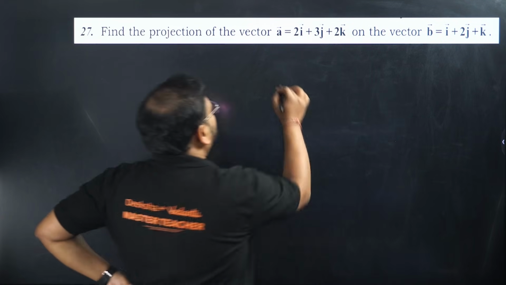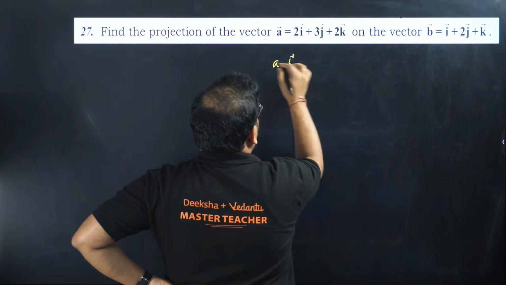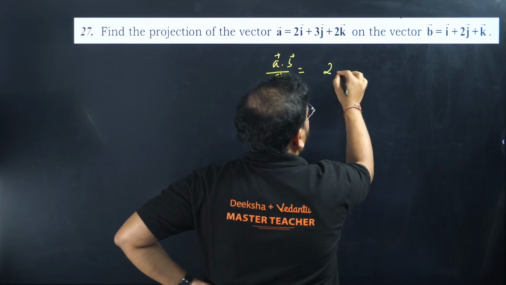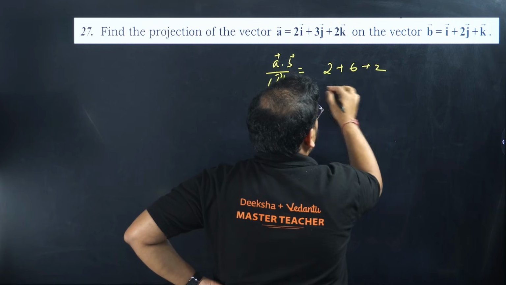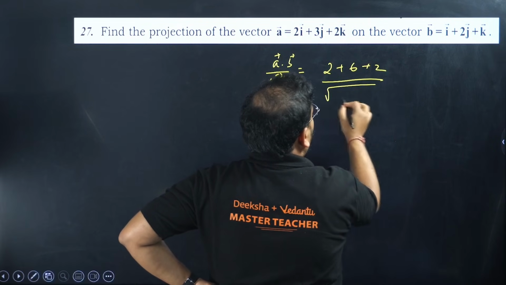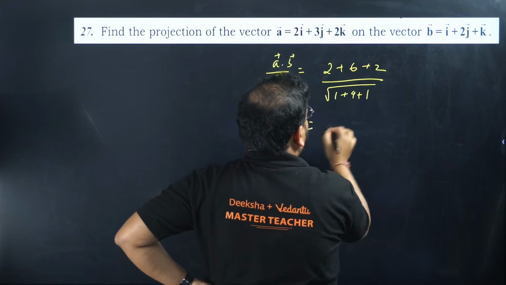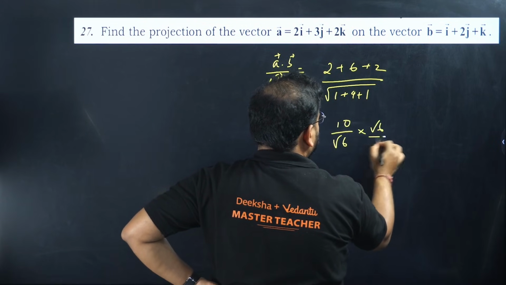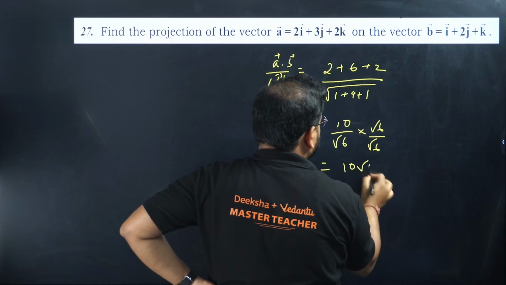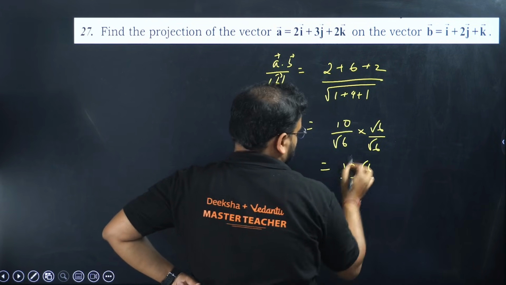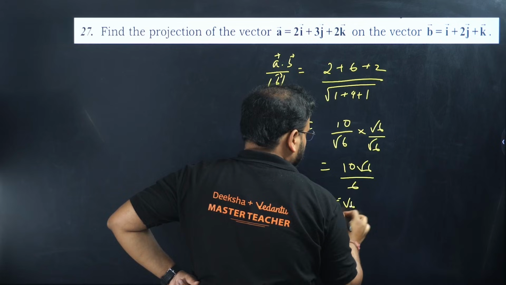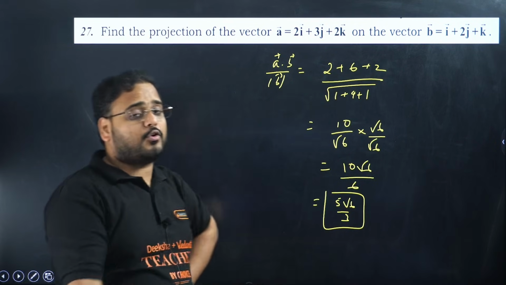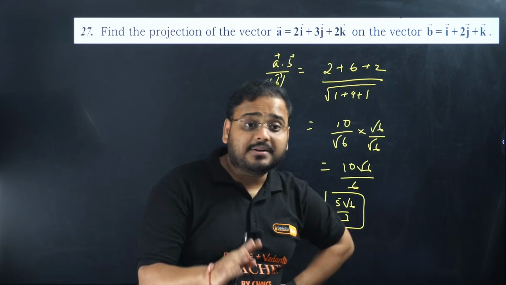Very simple, right? It will be given as A dot B by mod of B. Dot of this: 2 into 1 is 2, 3 into 2 is 6, 2 into 1 is again 2. Mod of B will be what? 1 plus 4 plus 1. 6 plus 2 plus 2 is 10 by root 6. Rationalize it. We'll get here 10 root 6 by 6. 2 5s are, 2 3s are. So 5 root 6 by 3 is your final answer for the projection of vector A across vector B. Clear?